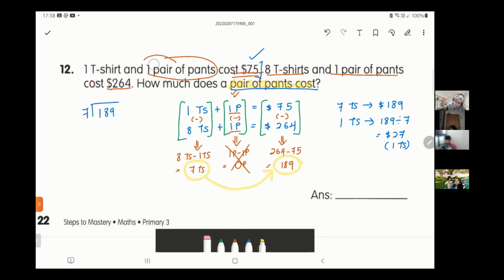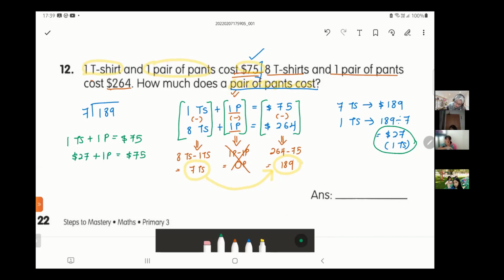So we look back at the first sentence just now here. Okay, I'm going to erase this. So we know this part, right? 1 t-shirt and 1 pair of pens cost $75. So I write down, 1 t-shirt plus 1 pen equals to $75. Now I know my t-shirt is this much. So my t-shirt is $27 plus 1 pen equals to $75.